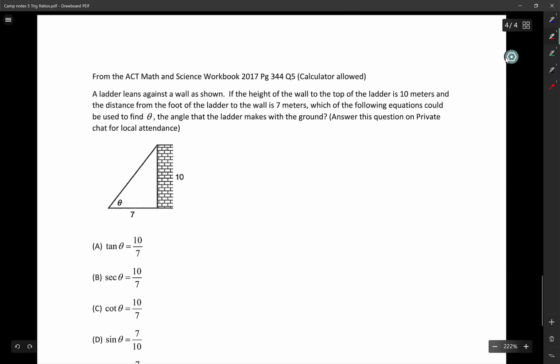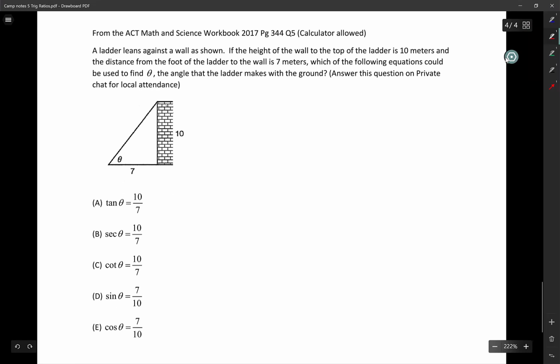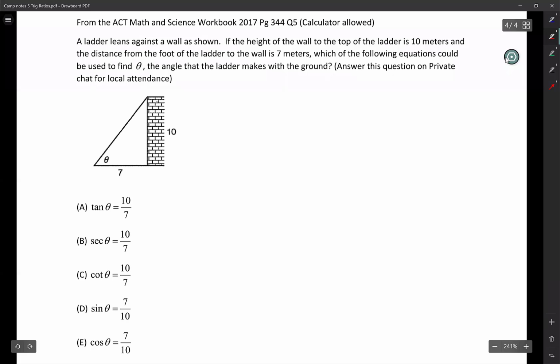All right, finally, we're on our last page. And relax, it's not even that extreme. This is from the ACT. I think everyone now is going to get this one correct. Let's read it together, and then we'll set you guys loose for your local attendance, and then we'll give you the link. A ladder leans against a wall as shown. If the height of the wall to the top of the ladder is 10 meters and the distance between the foot of the ladder to the wall is 7 meters, which of the following equations could be used to find theta, the angle that ladder makes with the ground?